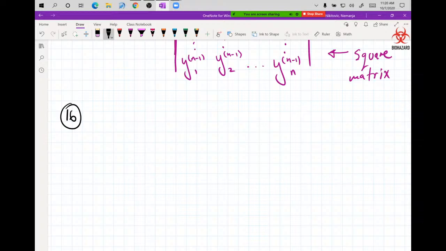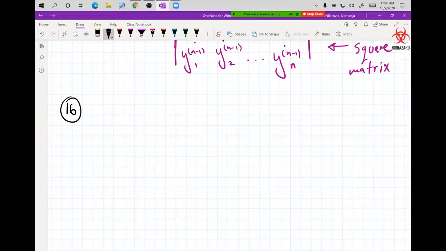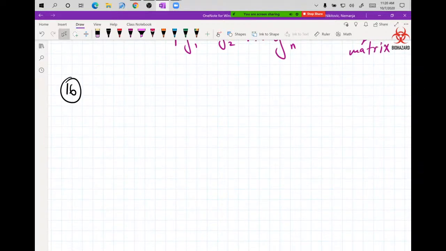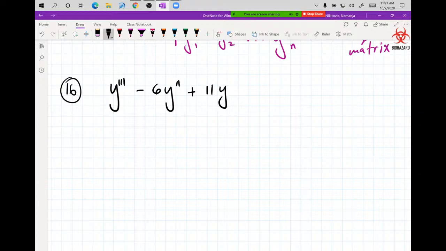Do we have initial conditions on 14? Yeah, we do. Get the C's and then get. So it's going to be one problem that will end the course. The class lecture. All right, so we have a third derivative, minus 6y second derivative plus 11y first derivative minus 6y equal to 0.